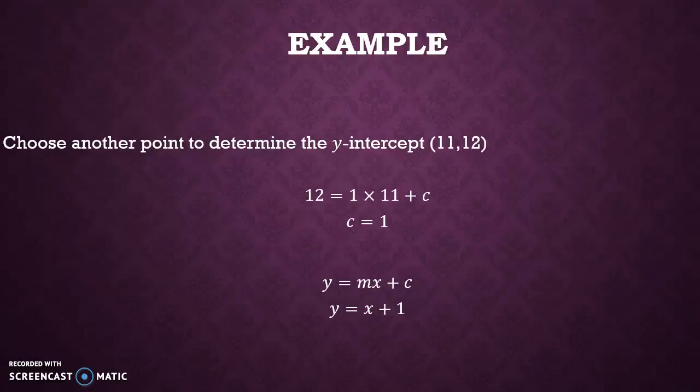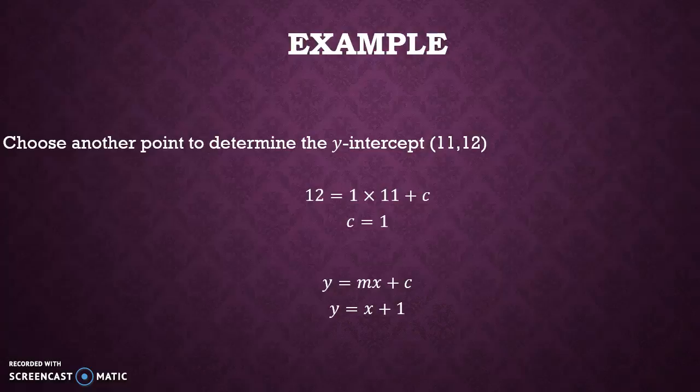Now, we know our equation of a straight line is y equals mx plus c. So I can use a third point, in this case 11, 12, to find that constant c value, or the y-intercept. I just substitute those values in along with the gradient I've just calculated. So 12 equals 1 times 11 plus c, therefore c is going to equal 1. So the equation of that straight line is y equals x plus 1.